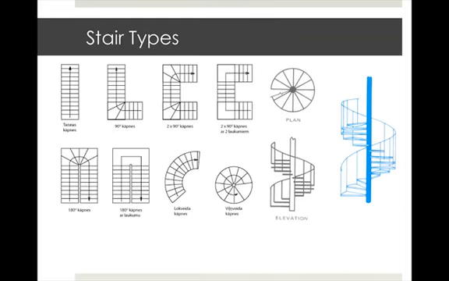Now, common stair types include the straight run stair, the quarter run or the L-shaped stair, a half turn stair that will turn at a 180-degree angle, a winding stair, a spiral stair, which is supported by a central post, as you can see here in this image, and also a circular stair.